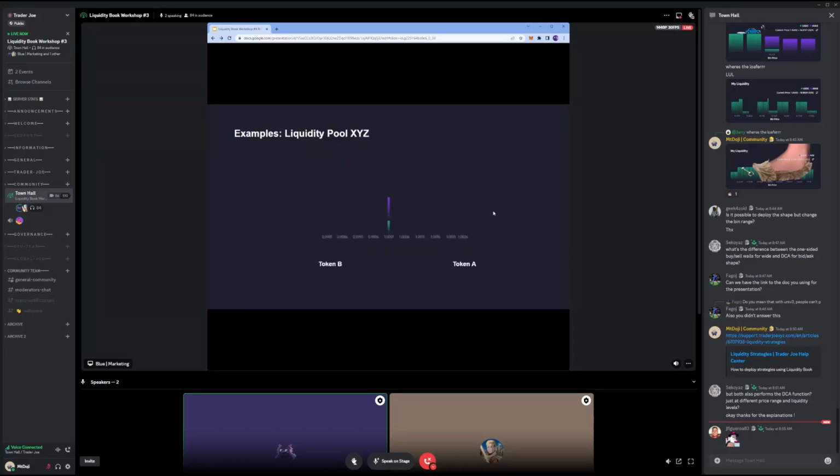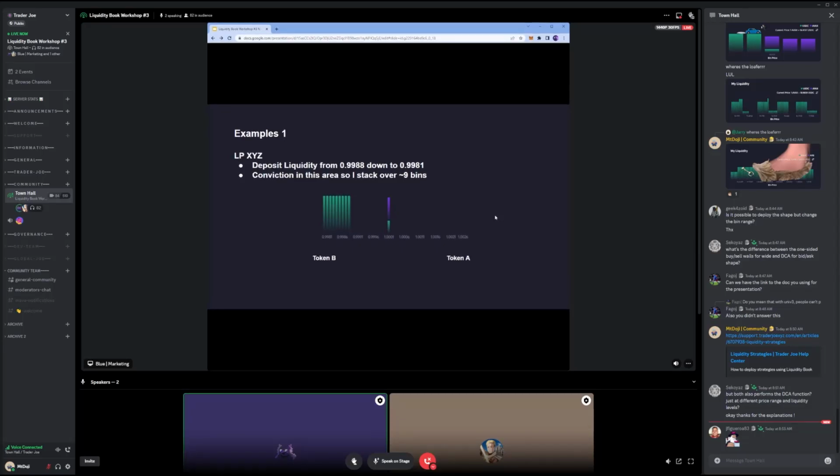I'm going to show some examples of different deployments of single-sided liquidity now as well. So this example here, this is liquidity pool XYZ. You've got token B, and we've got token A. So example 1, users come along, they've deposited token B from price point 0.9988 down to 0.9981. That's roughly over 9 bins that liquidity has been deposited.